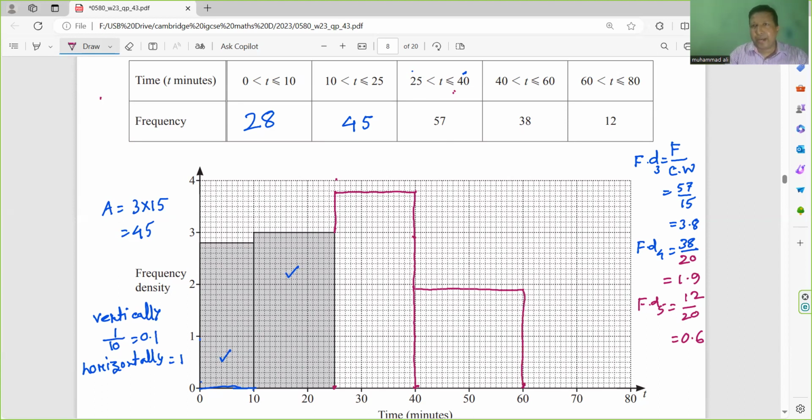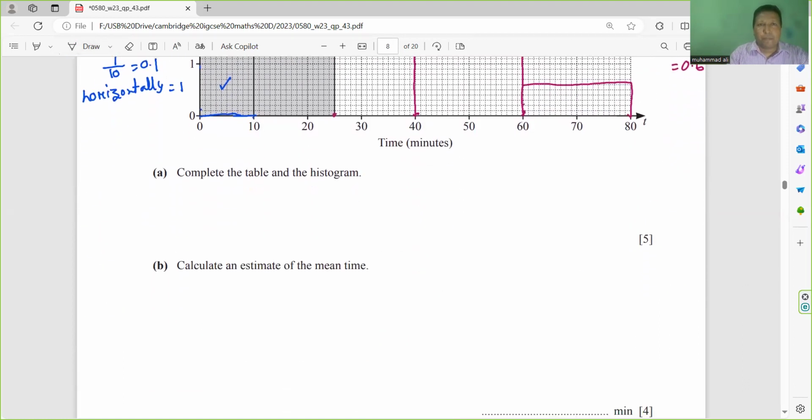And 60 to 80 is 0.6. Let me check again: 0.1, 2, 3, 4, 5, 6. So our histogram is drawn and we also found the frequencies. Now we complete the table and the histogram. So part A is completed. Part B: calculate an estimate of the mean time.